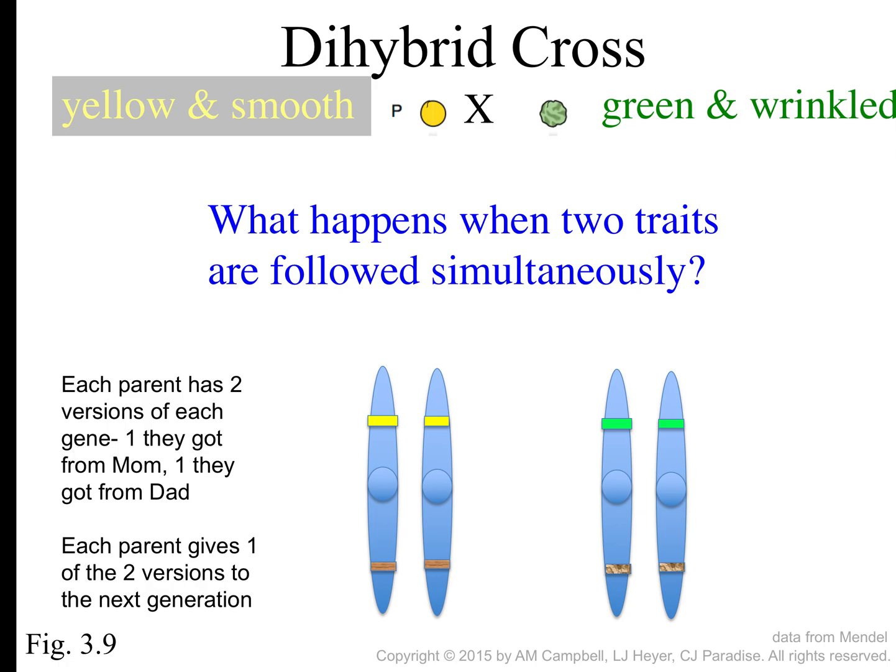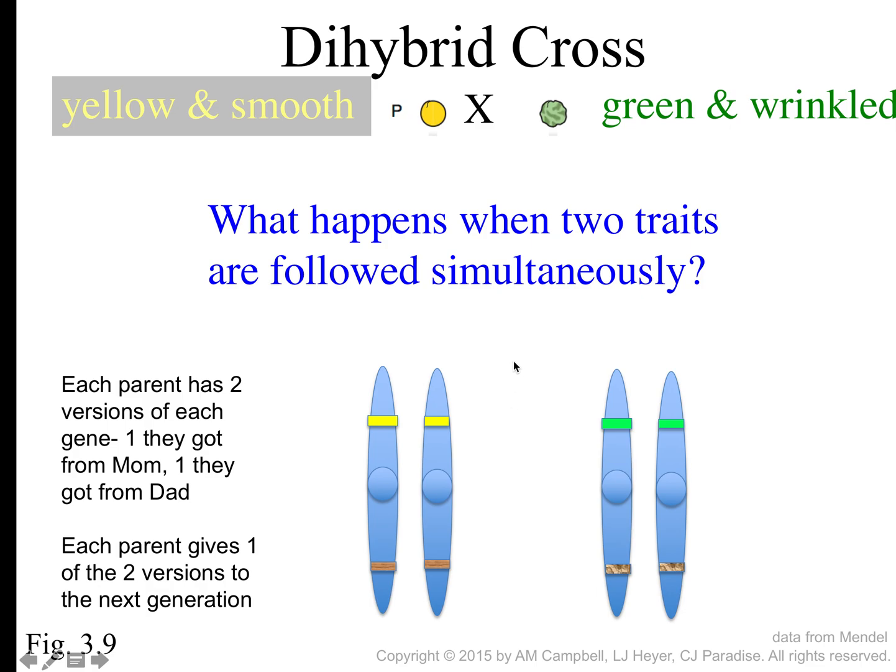In situations where we're following two traits at the same time, any individual is going to have two versions of the trait. One they got from mom on one chromosome, one they got from dad on another chromosome. Those two versions can be the same, like they're both yellow here in this individual, they're both green here in this individual, in which case that'd be the P generation or the parental generation, and these are true breeding. Or they could be different.